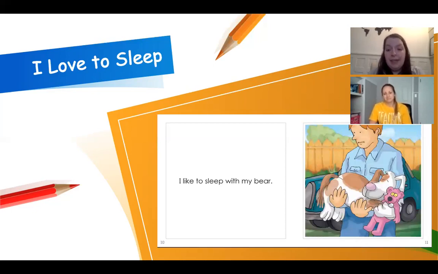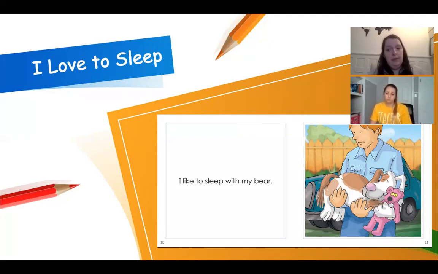Looks like the man again, but he's carrying the dog. I'm thinking he's carrying the dog because if I look at the dog again, his eyes are still closed, so he's sleeping. Yes, and what is the dog carrying, Mrs. Biley? It looks like he has his teddy again. So I think the dog likes to sleep with the bear.